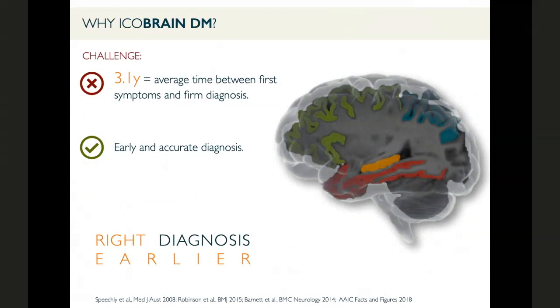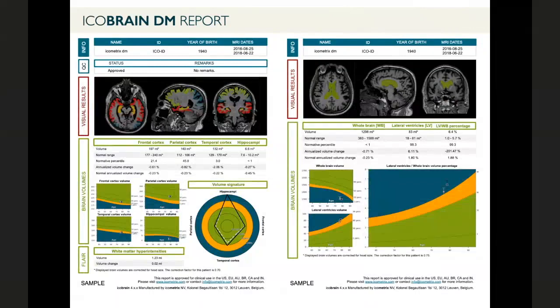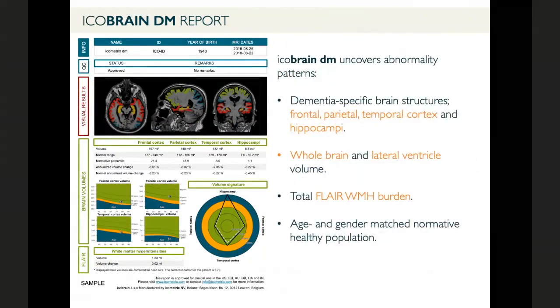How we do this is by means of these reports. Again, the icobrain dm report consists of 2 pages, and the first page really uncovers abnormality patterns in dementia-specific brain structures, being the frontal cortex, the parietal cortex, temporal cortex, and hippocampus. You can see that this report has a lot of similarities to the icobrain ms report, has the numeric values, the population graphs, but what is new here is the volume signature.